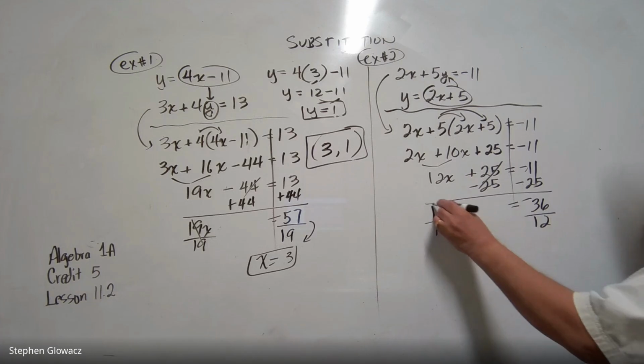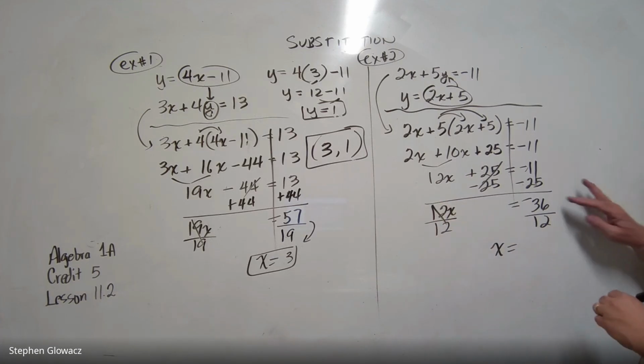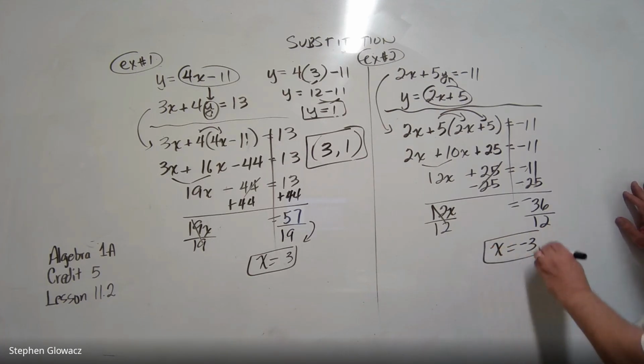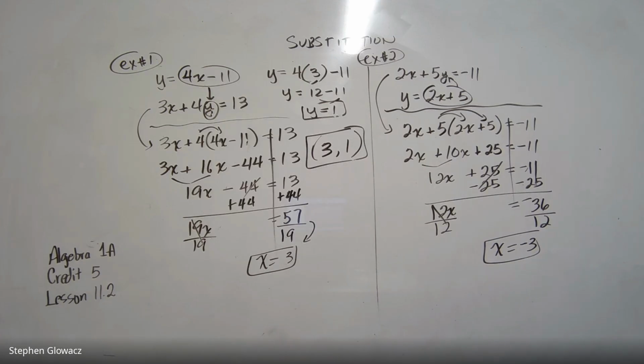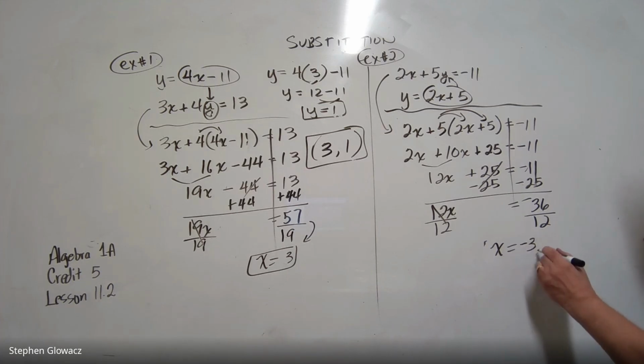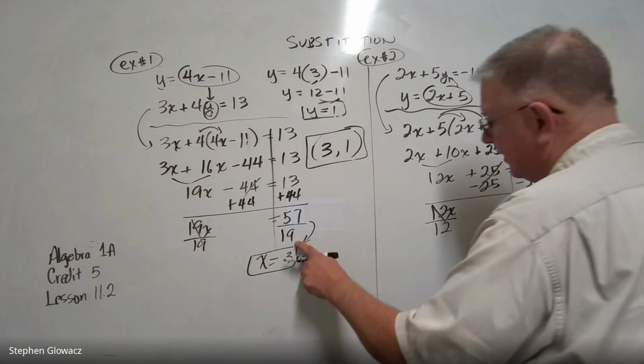So we divide by 12 to both sides. And negative 36 divided by positive 12 gives us -3. So that's our answer for x. By the way, just thinking about it, probably shouldn't be boxing these because typically we do that when it's our final answer. So we're just going to maybe underline them.